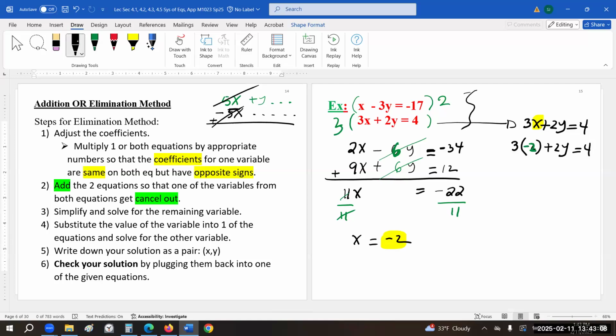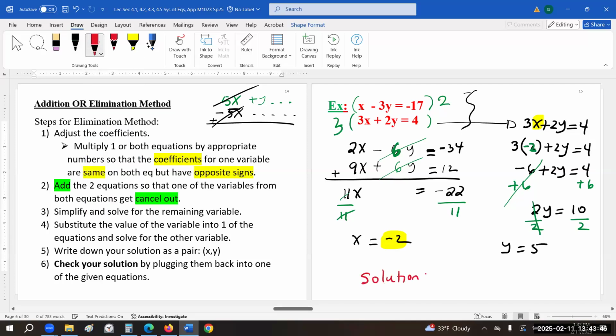So what do we have? Negative 6, 3 times 2. Negative 6 plus 2y equals 4. Our goal is to get that y alone. Add 6. So 2y is how much? 10. And then divide by 2. So our y is 5. Because we have a variable left, like in the previous two examples, this is a number equal a number. Done. We're done.